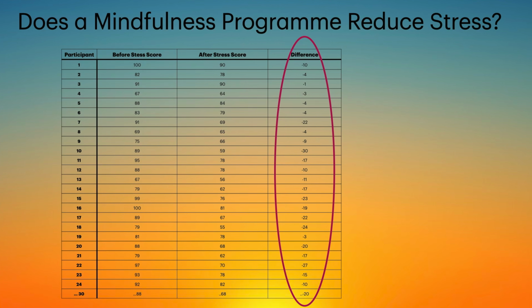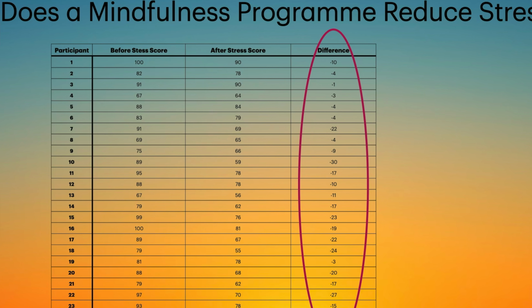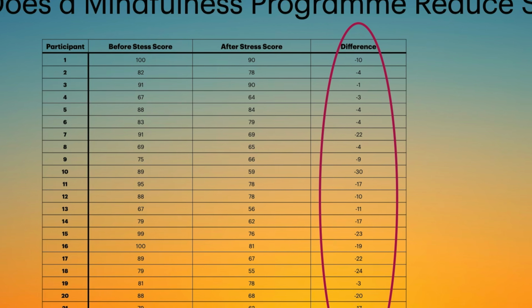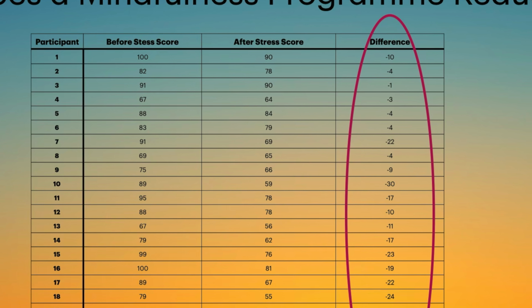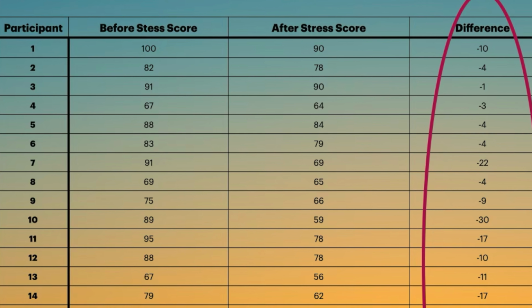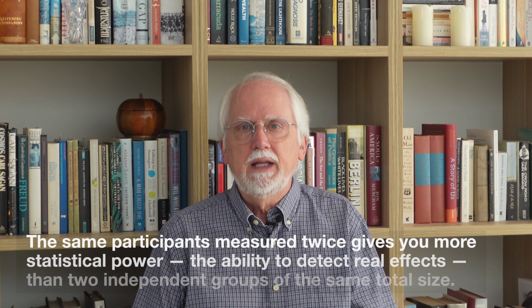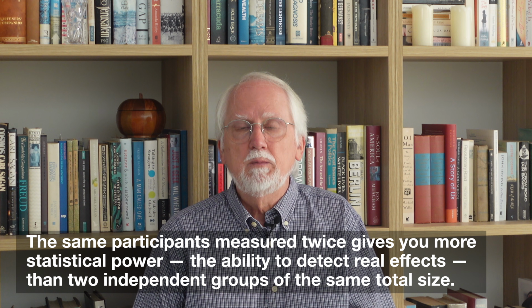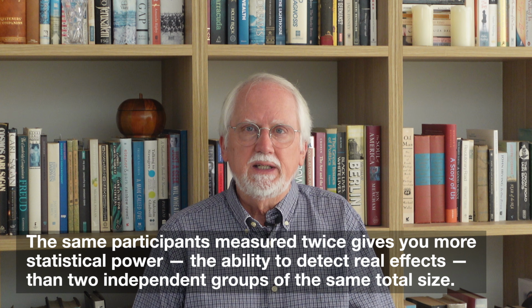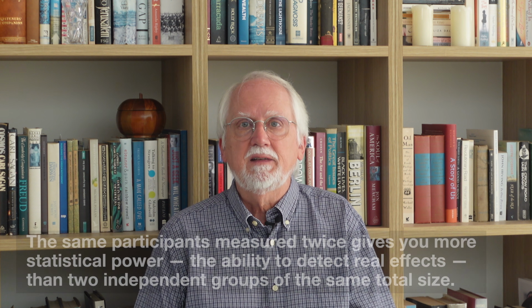The chronically anxious person might go from 80 to 72. The naturally calm person might go from 35 to 30. Both show a reduction of similar magnitude. The paired design captures that, whereas treating them as 2 independent groups would bury the signal in noise. This is why within subjects designs are often preferred when the research question allows for them. The same participants measured twice gives you more statistical power, the ability to detect real effects, than 2 independent groups of the same total size.